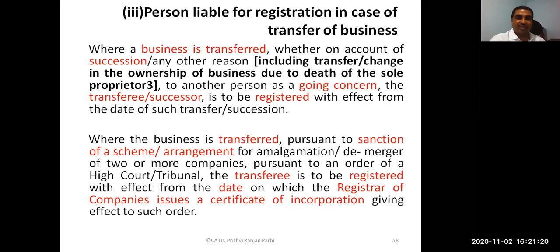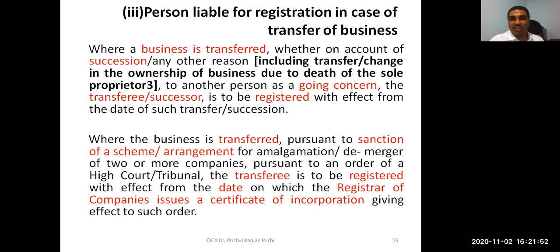Now I think some major issues are clear. Some other issues also we have discussed. We need to repeat that also. When business is transferred on account of succession, maybe the owner is dying and the business is succeeded to his legal heir, in that kind of situation, when the business is succeeded to another person as a going concern, then the transferee or successor is to get himself registered. That is one more requirement you have to remember.